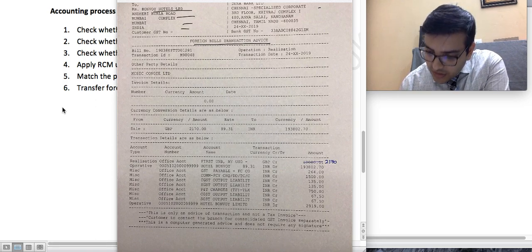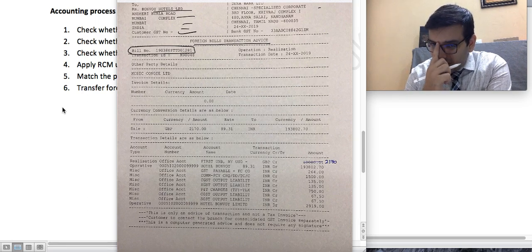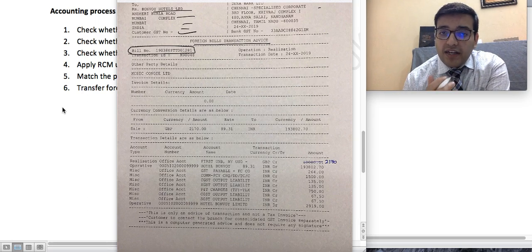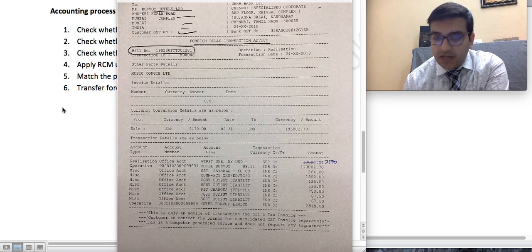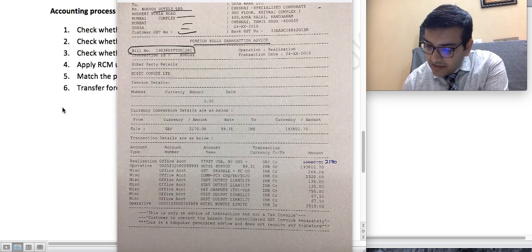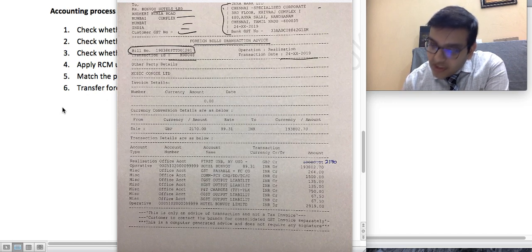Then the GST number, and then there is a bill number. You can see here, this is a bill number. This is the transaction reference number. Suppose the party in front wants a reference number, you have to share this number. This is the transaction ID, the date on which the transaction happened, and the bank through which it has happened. This is the bank. Now, which party is it? This is Music Conji Limited.